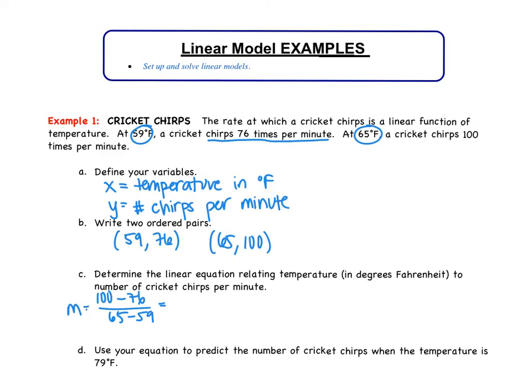100 minus 76 is 24. And then 65 minus 59 is 6. So we end up with 4. Now, units are important here. If you remember, y is in our numerator and x is in our denominator. So we're going to use those units.